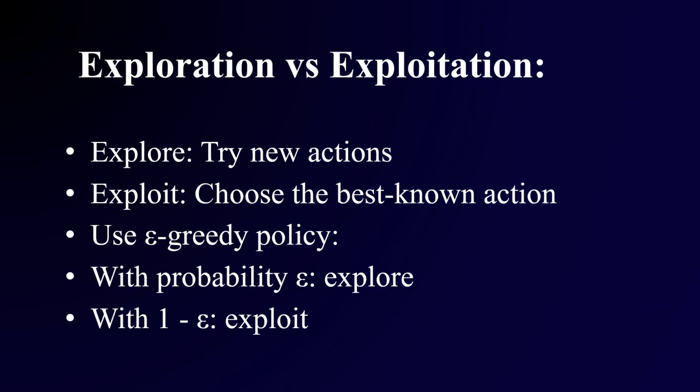When learning, the agent has two choices. First is explore. Try a new action that may lead to better rewards. Second is exploit. This is choosing the best known action so far. We use something called an epsilon greedy policy. That means with a small chance the agent explores, otherwise it exploits what it already knows. This helps the agent learn more while still improving its performance.